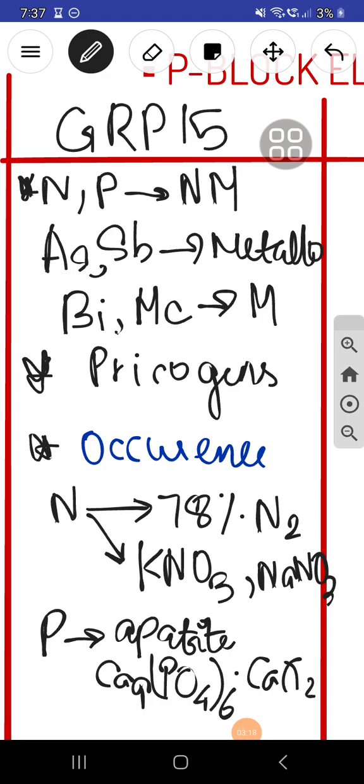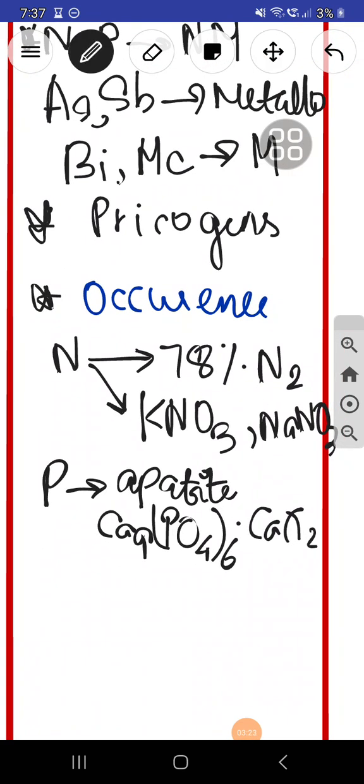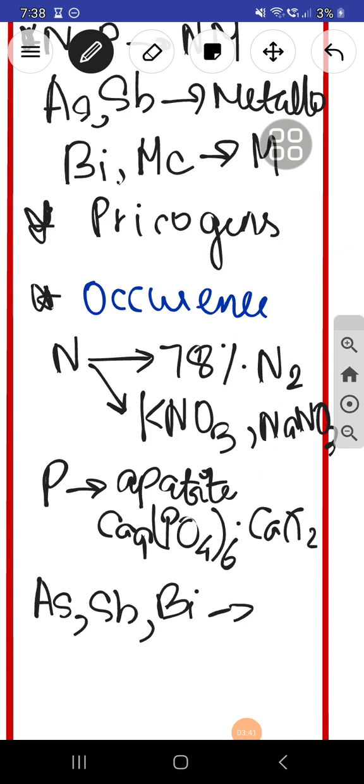Then the next is the existence of arsenic, antimony and bismuth. Here they are present as sulfide minerals, not sulfate minerals. It is important. They are present as sulfide minerals. That is all about their occurrence.